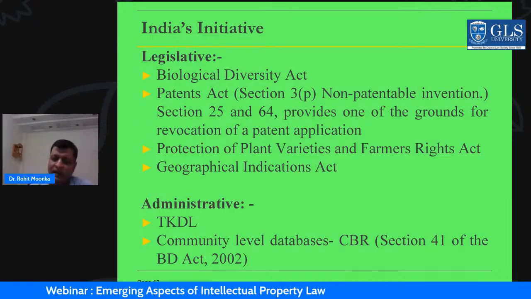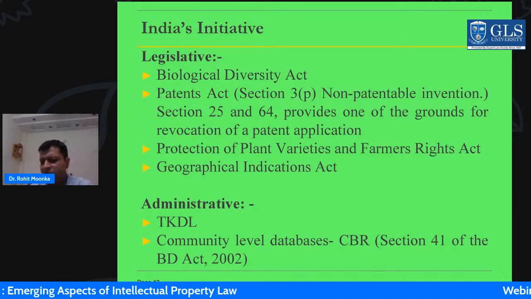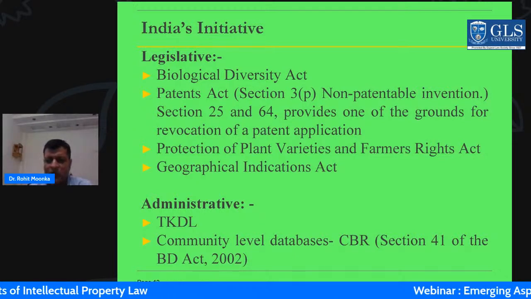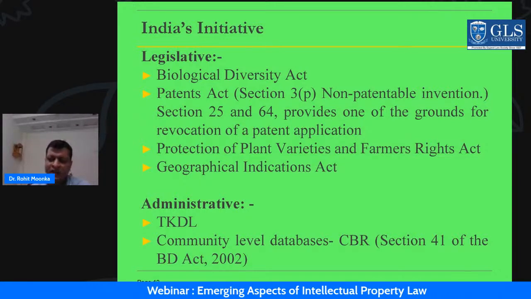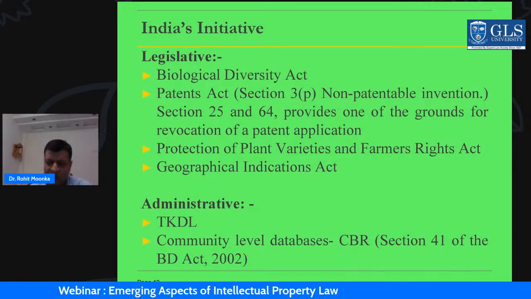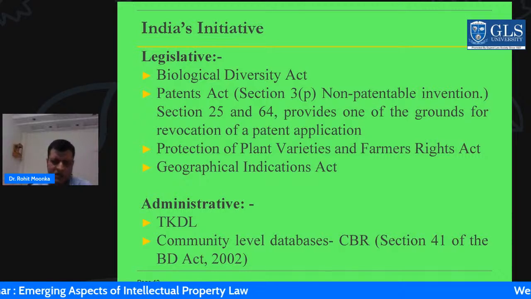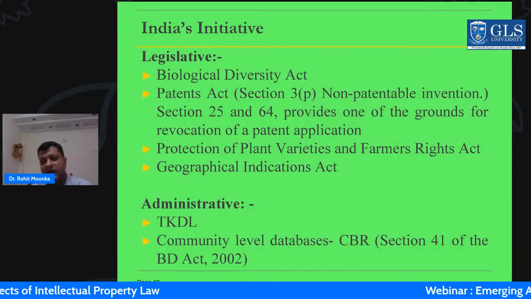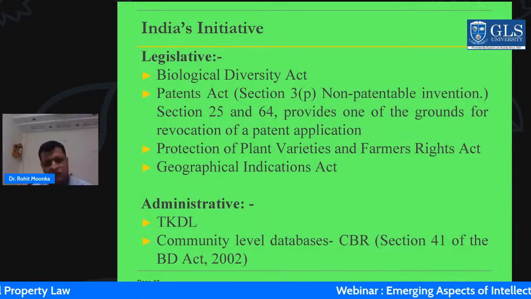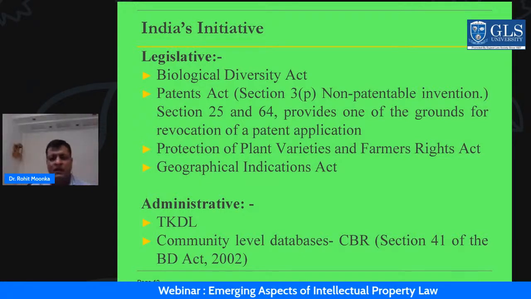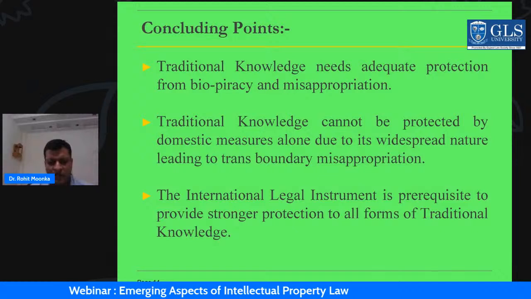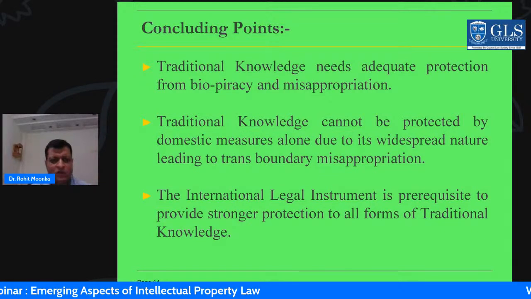But again, I would say there is a dire need to have a specific, exclusive statute taking care of all aspects of the protection of traditional knowledge, which is unfortunately, India is also waiting for an international instrument to come up first and then to have the law. Right. So next slide. So the concluding points.